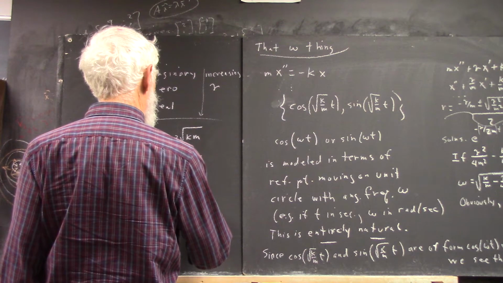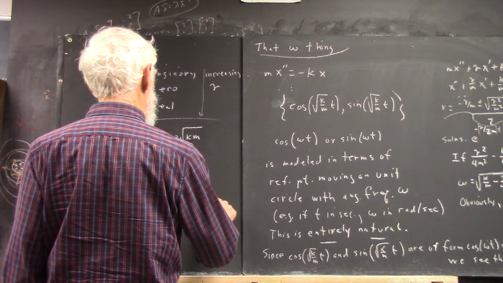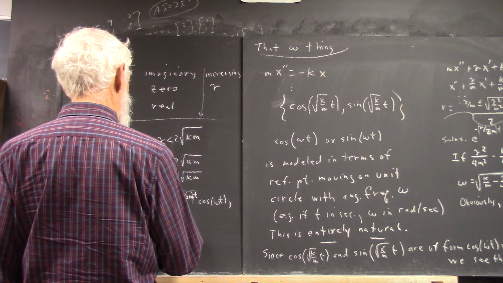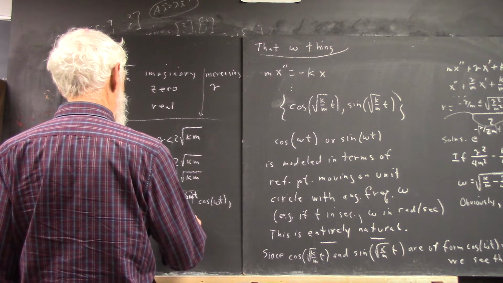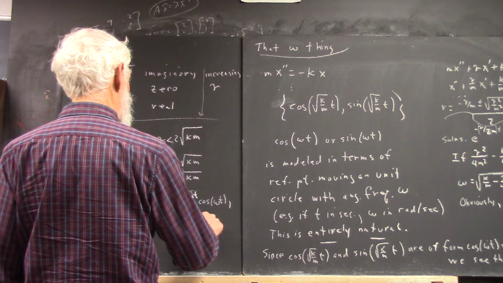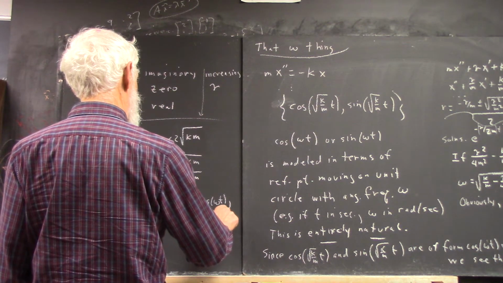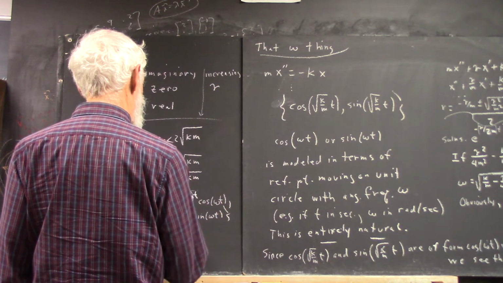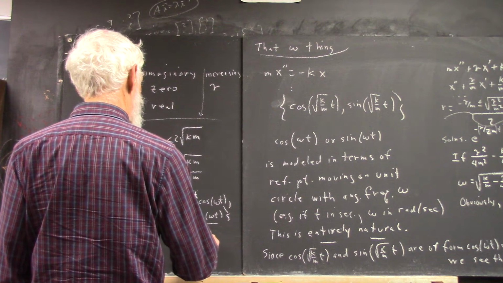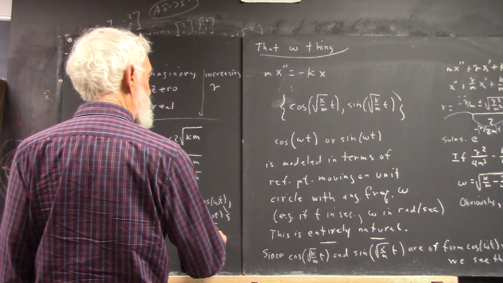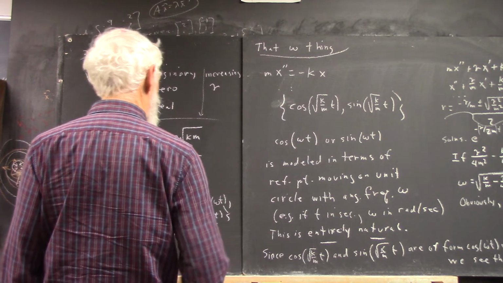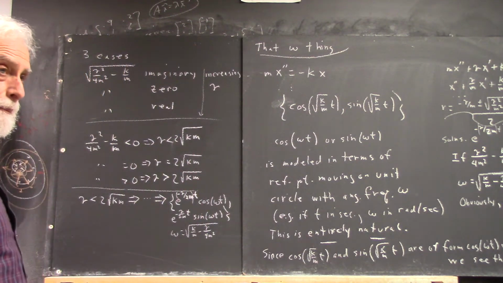Times cosine of omega t, and e to the negative gamma over 2m t sine of omega t, where omega equals the square root of k over m minus gamma over 2m, all squared. Okay?